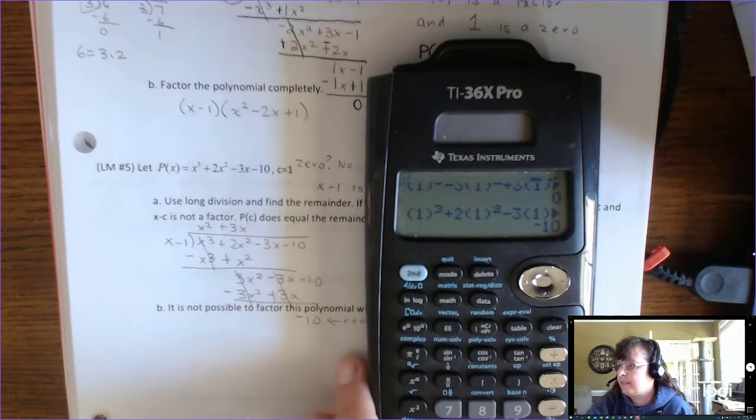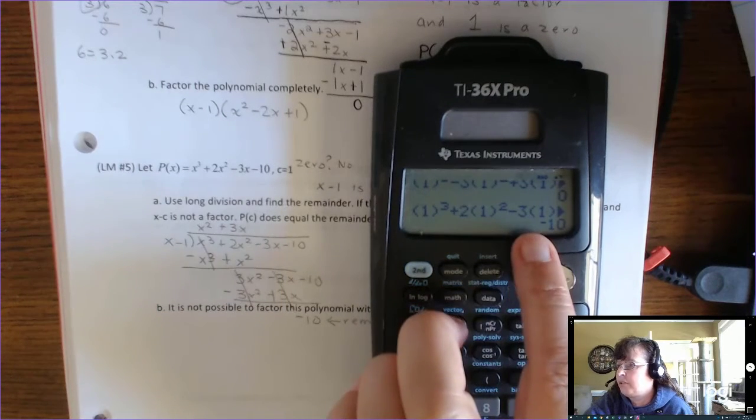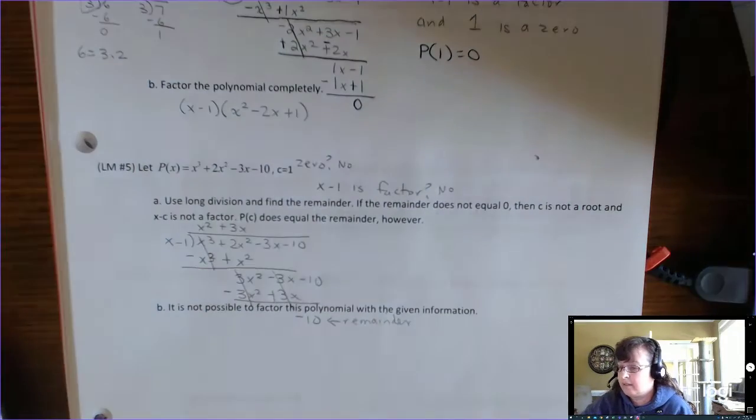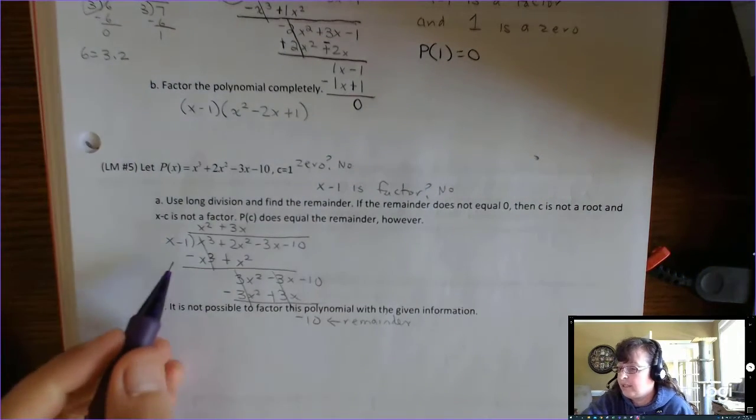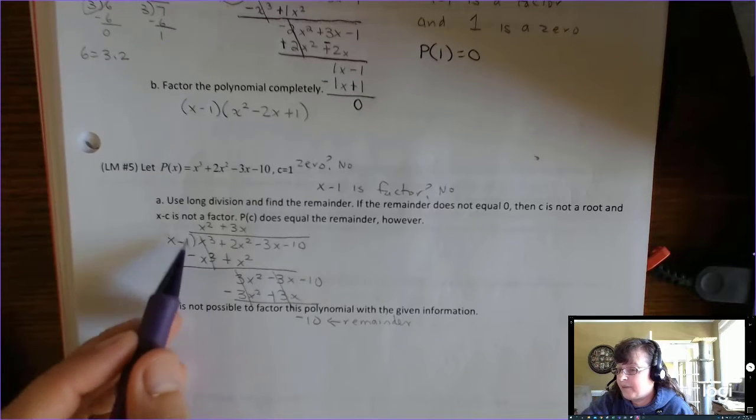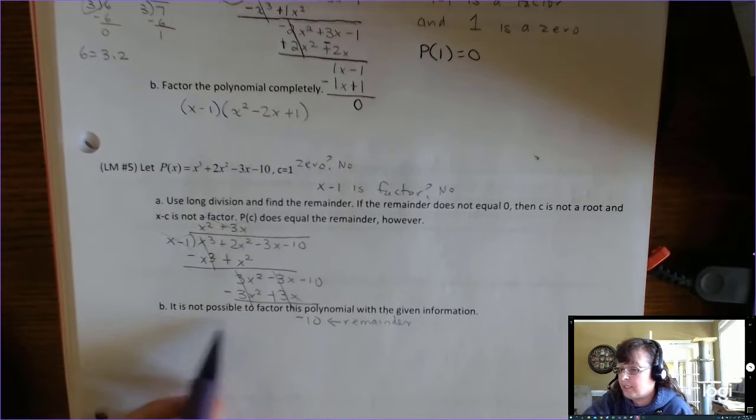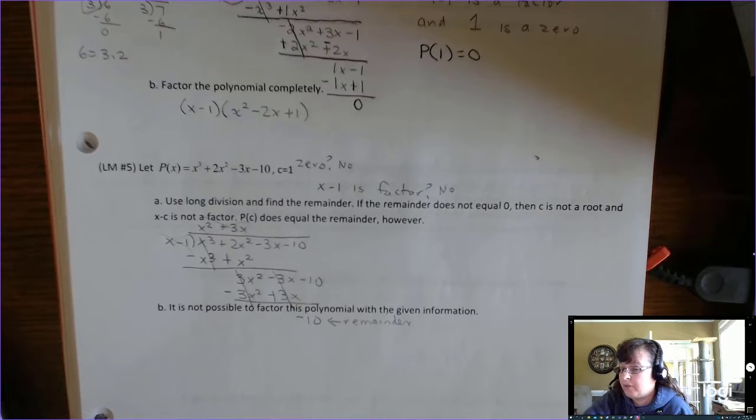And that remainder, negative 10, is what you get when you plug that in. That's what the remainder theorem says. Okay, so that means that this is not a factor and that's not a factor. So it is not possible to factor this polynomial with the given information.